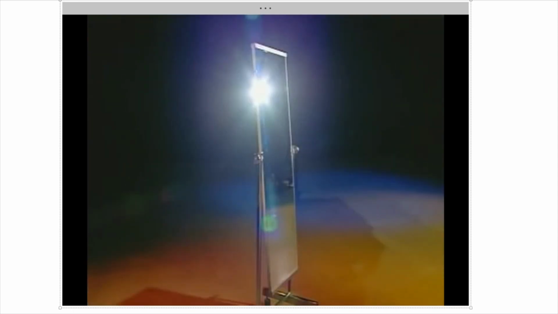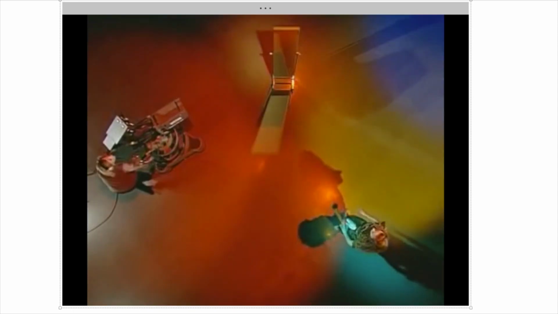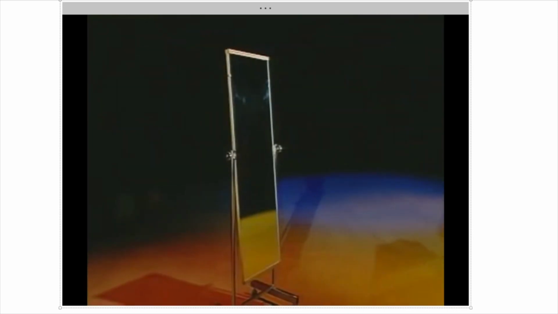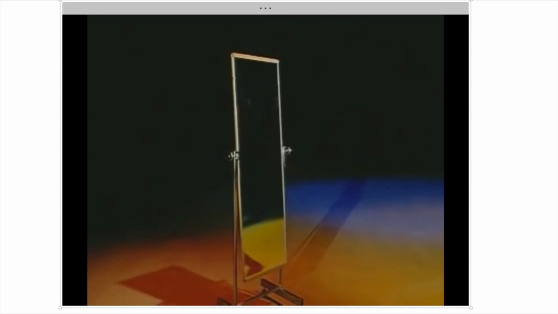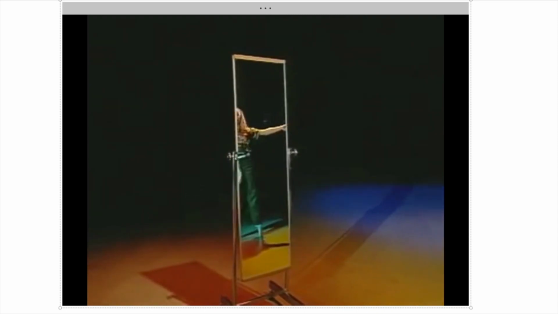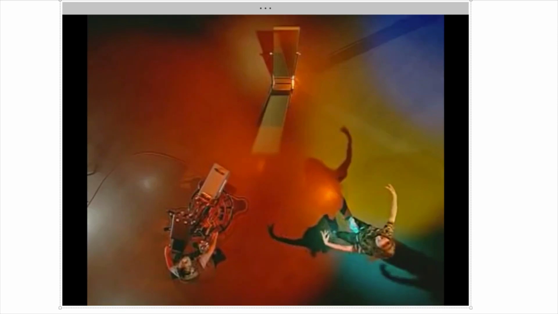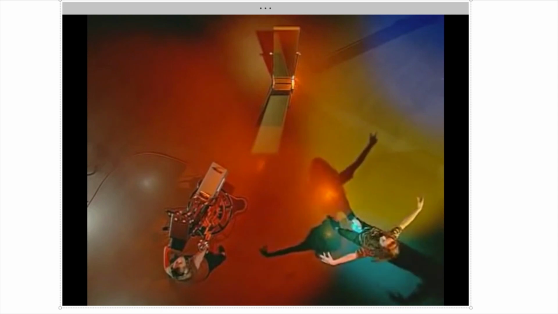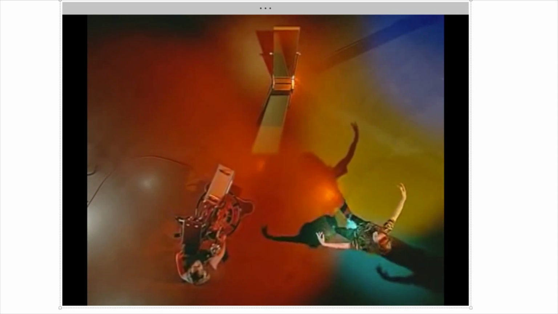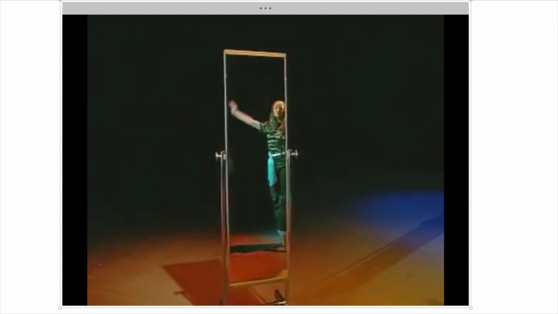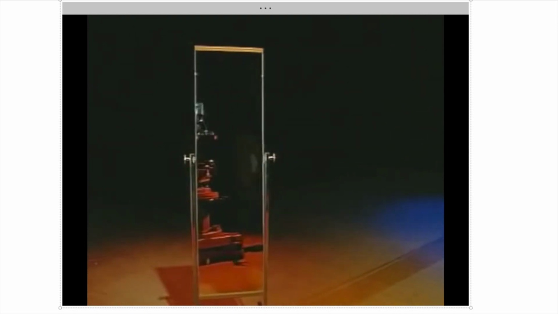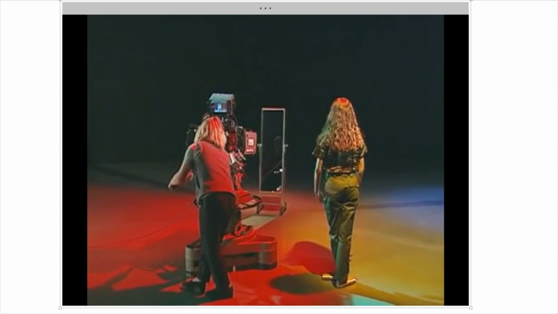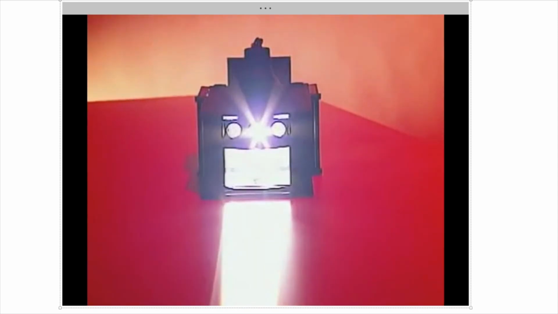Positioned here, the camera can't see the dancer's reflection, but look what happens as the camera moves. The dancer eventually appears. Her reflection is only visible from certain camera positions. Now you see her, now you don't. But why? To work it out, we need to know a bit more about the science of reflection.